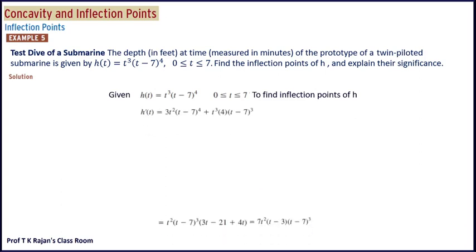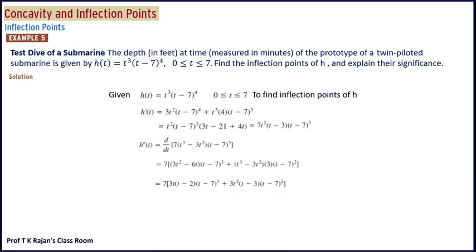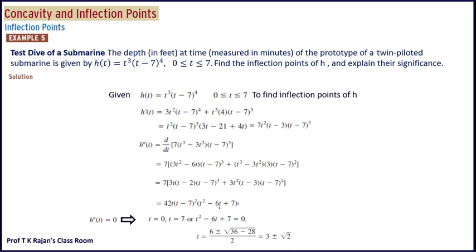Find the derivative h dash t, then h double dash t, and see when h double dash t equals 0. You can see that h double dash t equals 0 when t equals 0, t equals 7, and for another quadratic expression t square minus 6t plus 7 equals 0, which gives t equals 3 plus or minus root 2. So that means we are getting 4 points where the second derivative is equal to 0. They are 0, 7, 3 minus root 2, and 3 plus root 2.